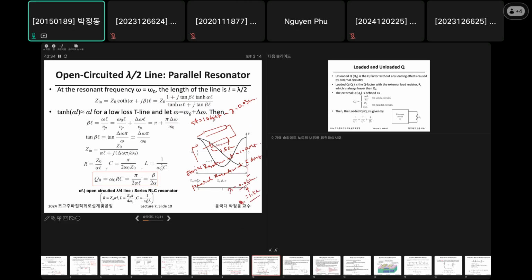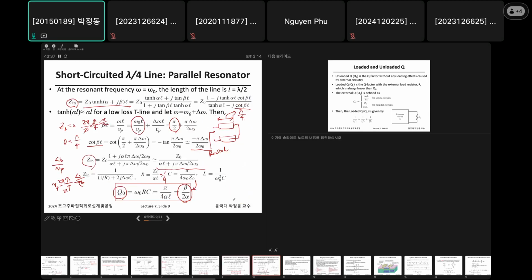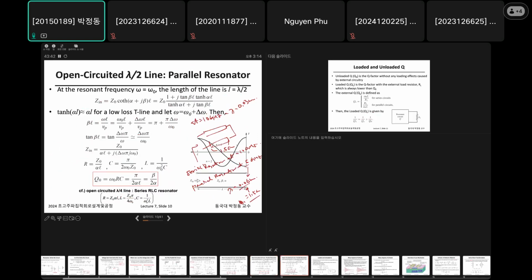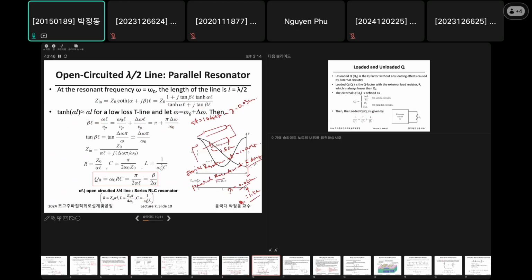If I make a short circuit lambda over 4, this is exactly what happens at 5 gigahertz. Okay, so let's go back to my question. What if I make a short circuit with a lambda? Is it short or open? This is a short circuit at lambda line.